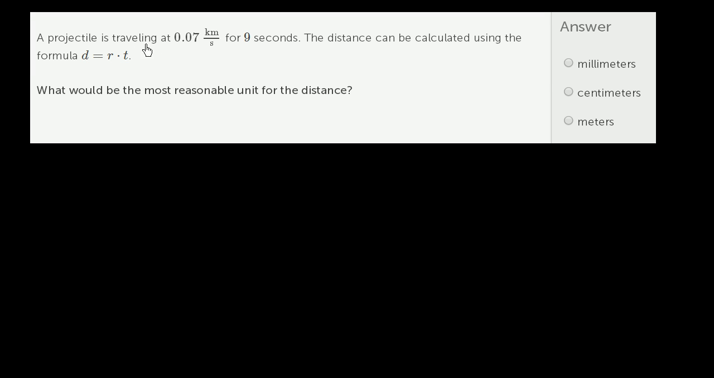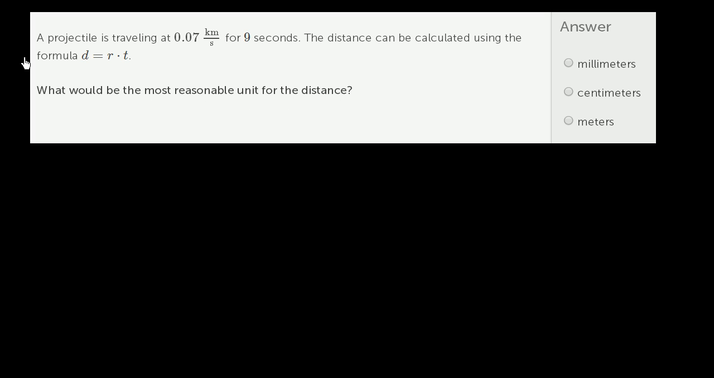A projectile is traveling at 0.07 kilometers per second for 9 seconds. The distance can be calculated using the formula d is equal to r times t. Distance is equal to rate times time, which we've seen before. What would be the most reasonable unit for the distance?